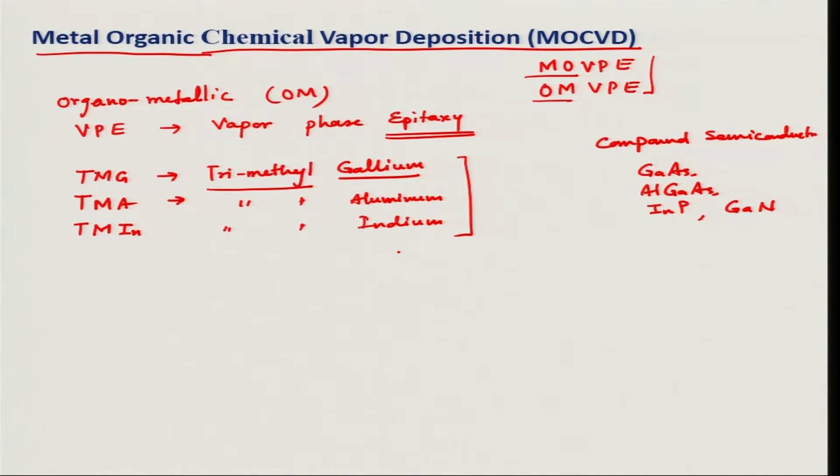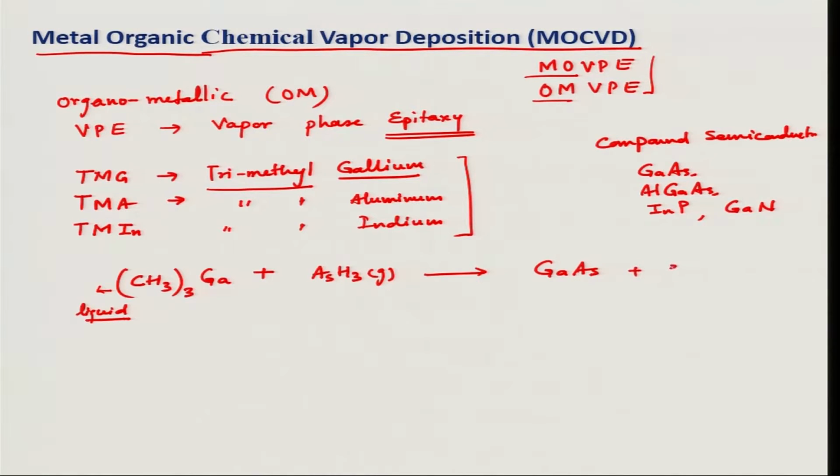Okay. A typical reaction for this MOCVD would be CH3, this is my methyl group, trimethyl gallium reacting with arsine, AsH3, this is arsine gas. The trimethyl gallium is usually a liquid, and we will see how this is carried to the reactor. These react to give you gallium arsenide, plus methane, which is a gas. This is the thin film solid form and this is the gas.